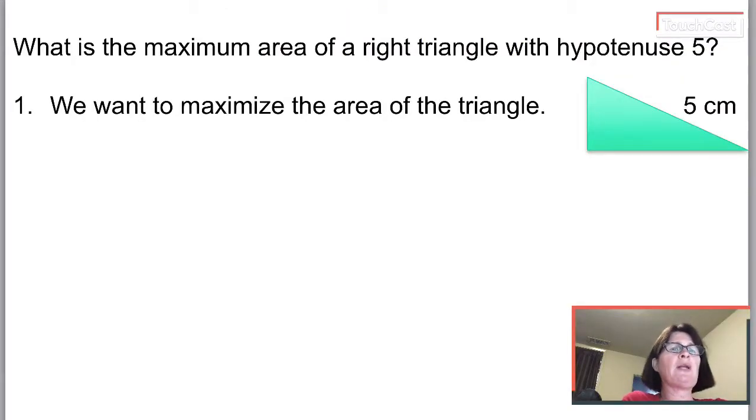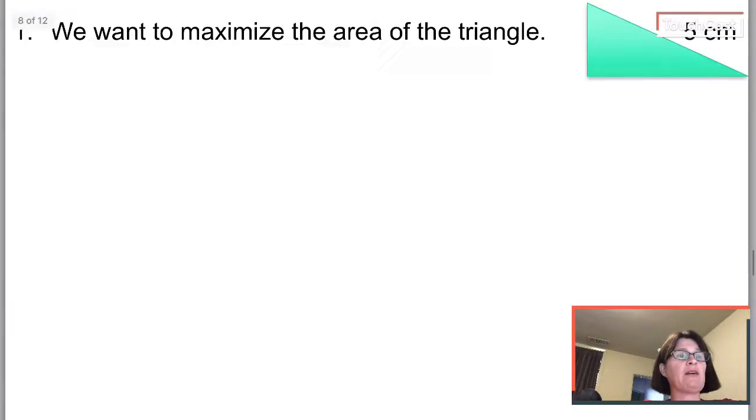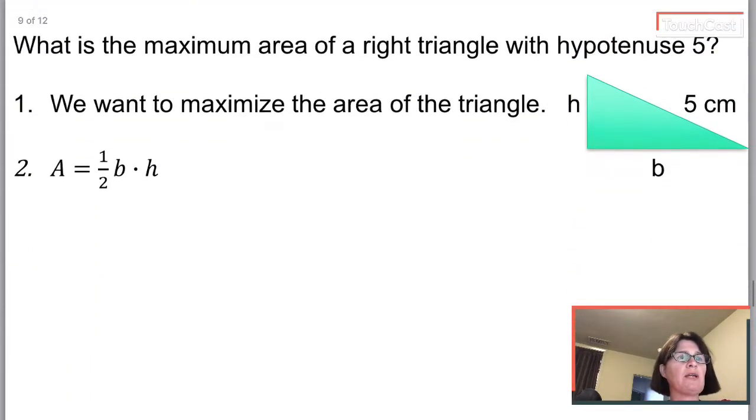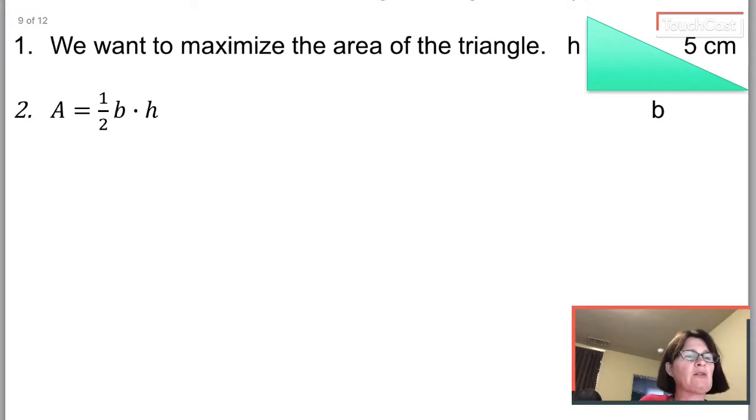All right, so one more problem. We're trying to maximize the area of a right triangle with hypotenuse 5. So here's my right triangle I've drawn on the hypotenuse. Question 1, we want to maximize area. So I'm going to have to write an expression for area. I'm going to start with the area of a right triangle, which is 1/2 base times height, area of any triangle.